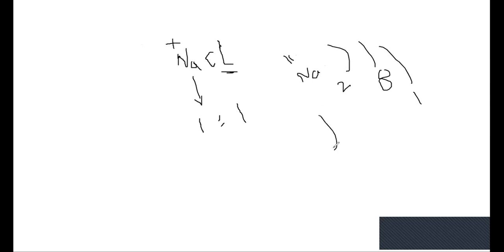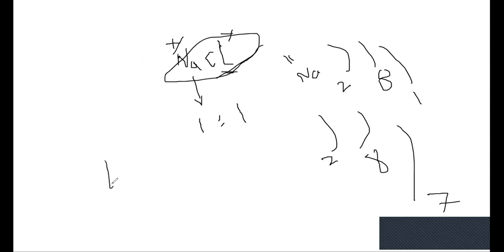Chlorine is 2, 8, 7. So does it gain or lose? Yes, excellent. It gains one electron and becomes a negative ion. The charge of sodium is positive, and the charge for chlorine is negative. Positive and negative cancel each other.